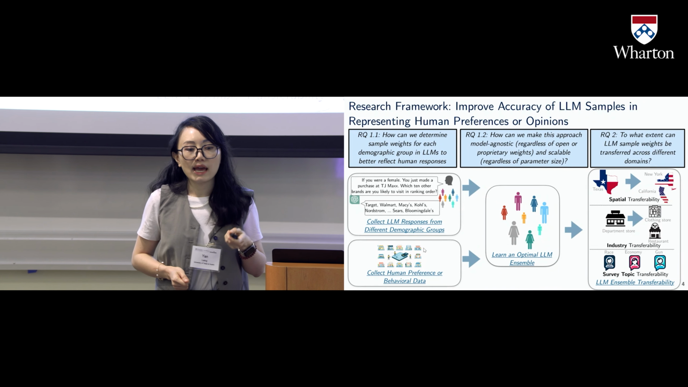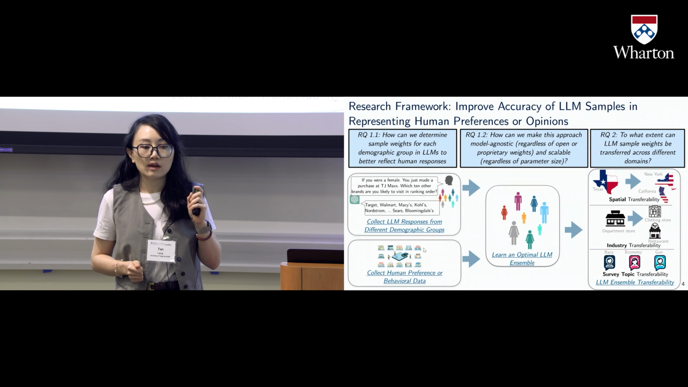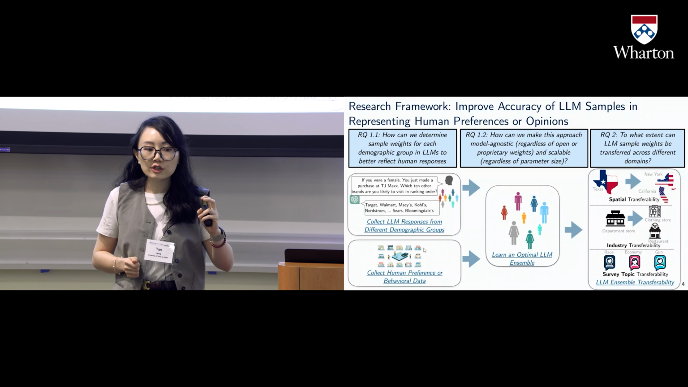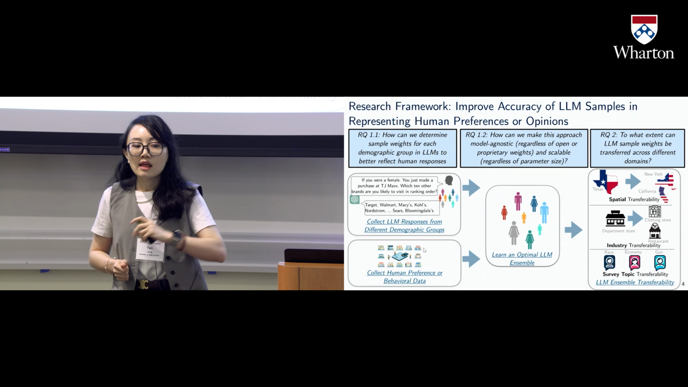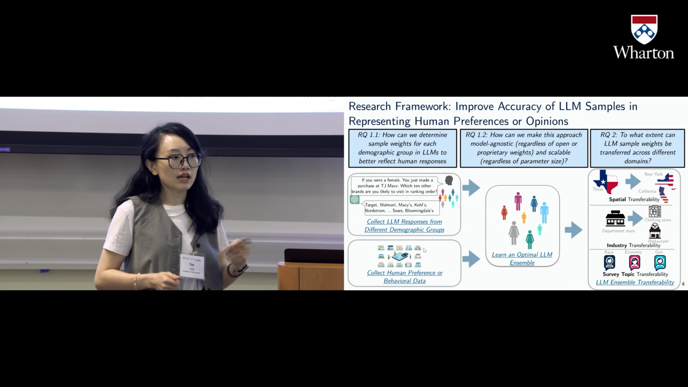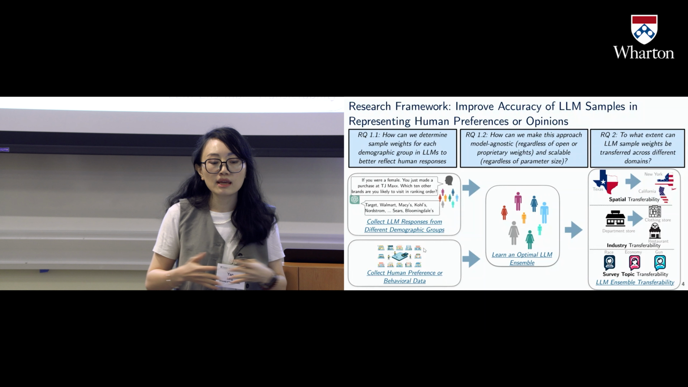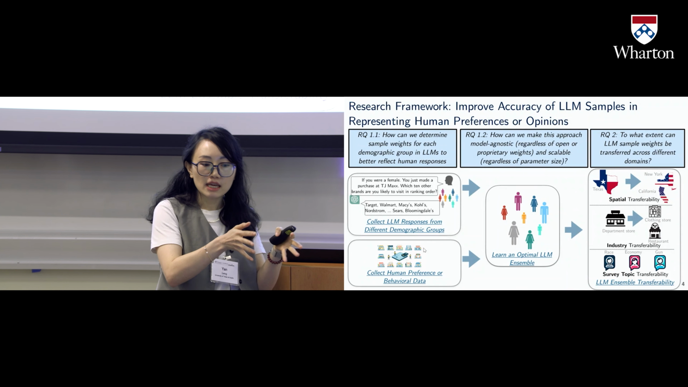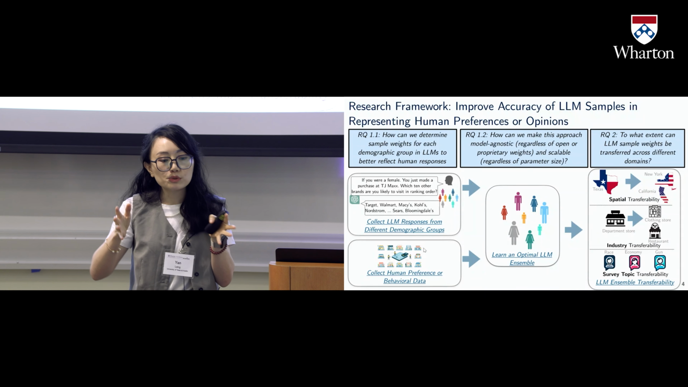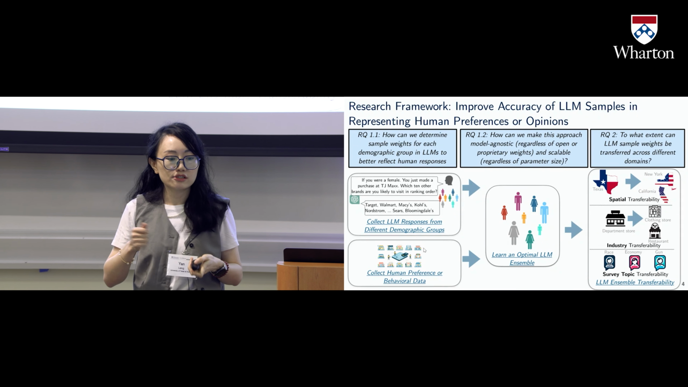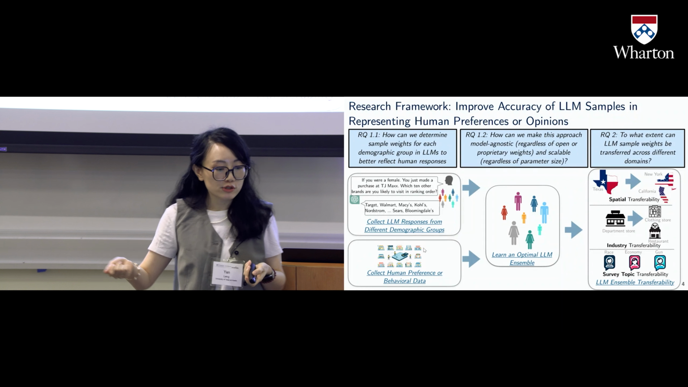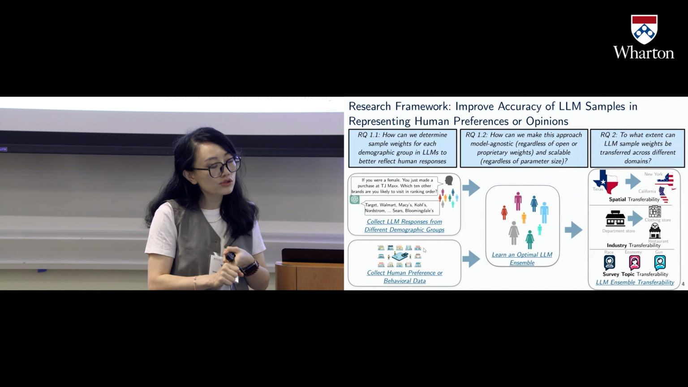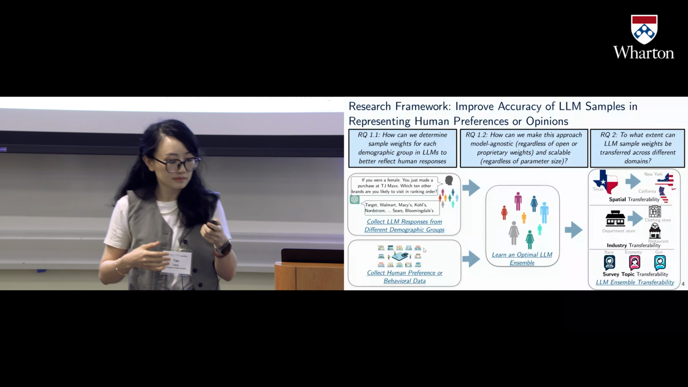The second question we ask is, to what extent can the LLM sample weights be transferred across different domains? This is mostly because human data collection is costly and time-consuming, and if we can collect human data and LLM data on a small sample, then we might be able to use it in broader applications, such as applying it to another spatial region, to a different industry, or different survey topics.